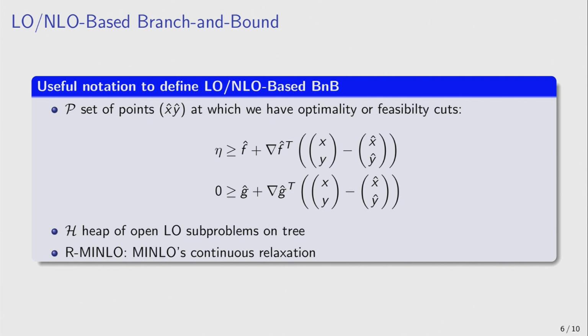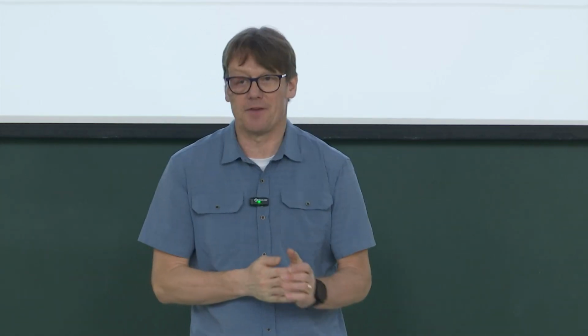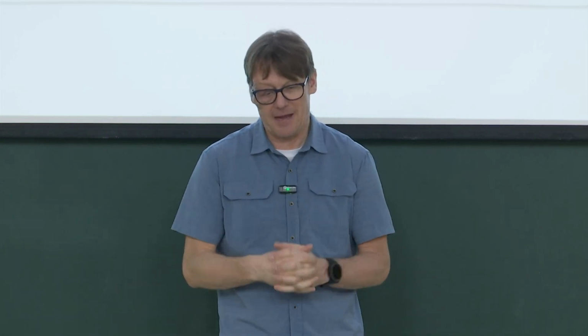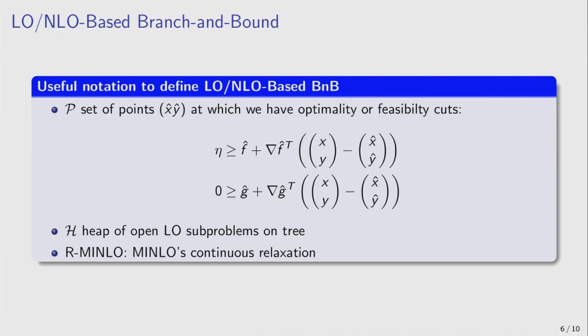Okay, so this was the cartoon, and at this point you can go to sleep, because now I'm going to go into the details. If you're not interested in the details, you don't need to pay any more attention. So here's some useful notation that we need in order to define this algorithm formally. I'm going to have a set of points P, (x, y), at which we have optimality or feasibility cuts. And I'm just going to be loose about that. At some of these points, we might not have an optimality cut, we only have a feasibility cut.